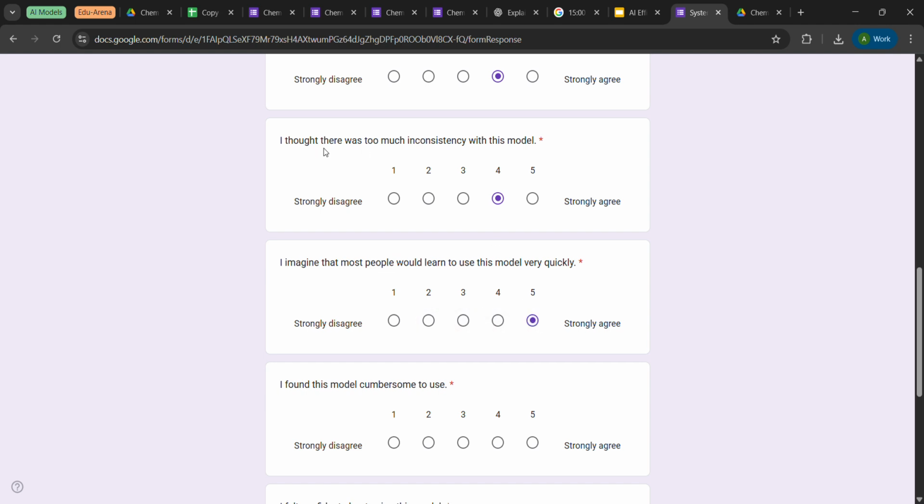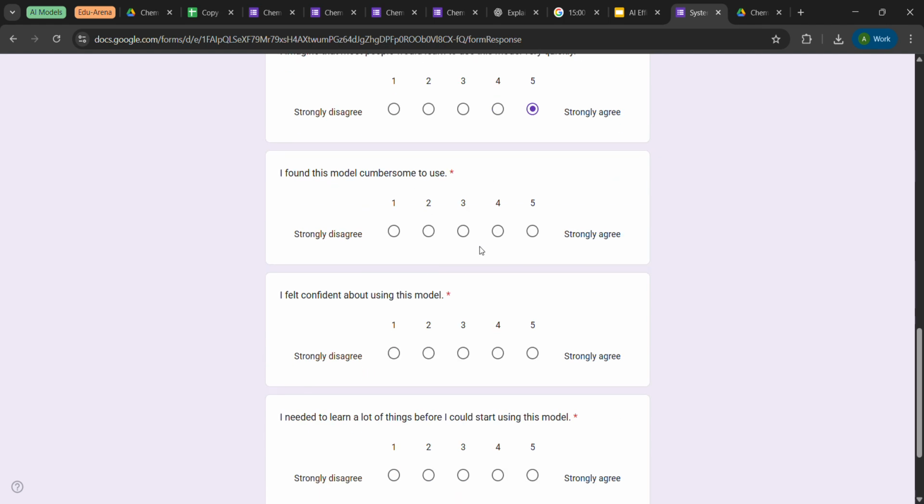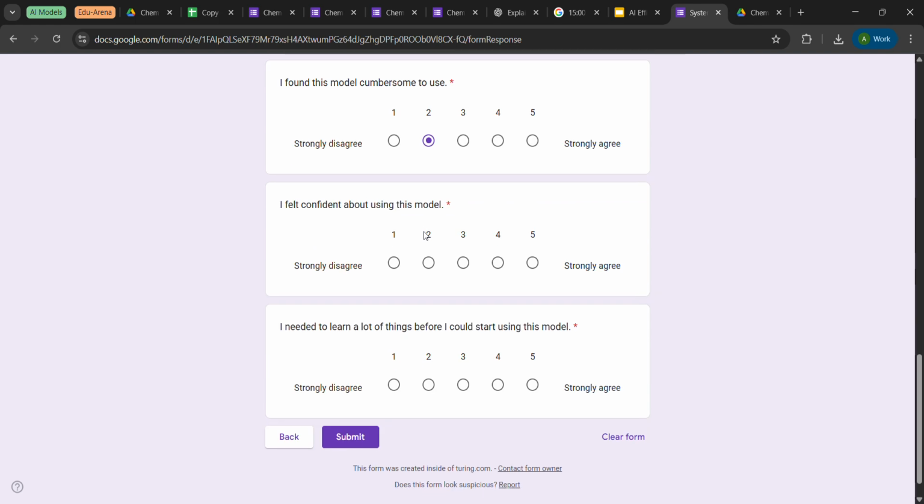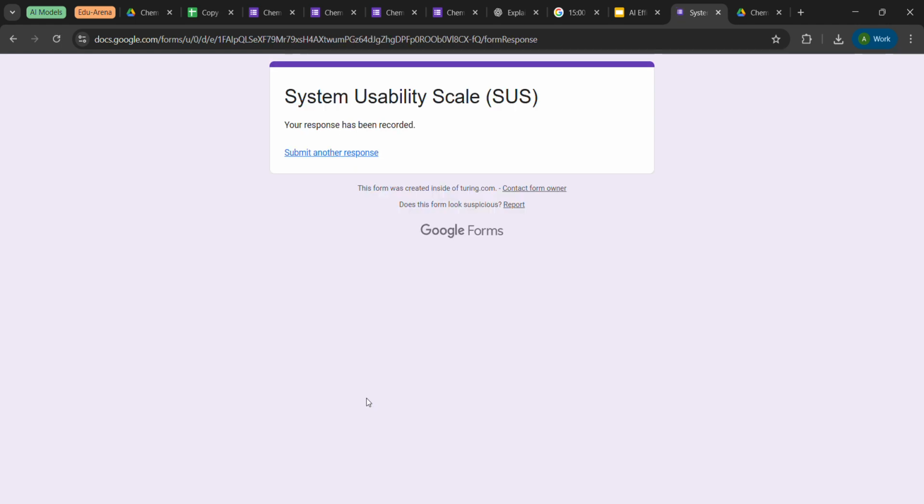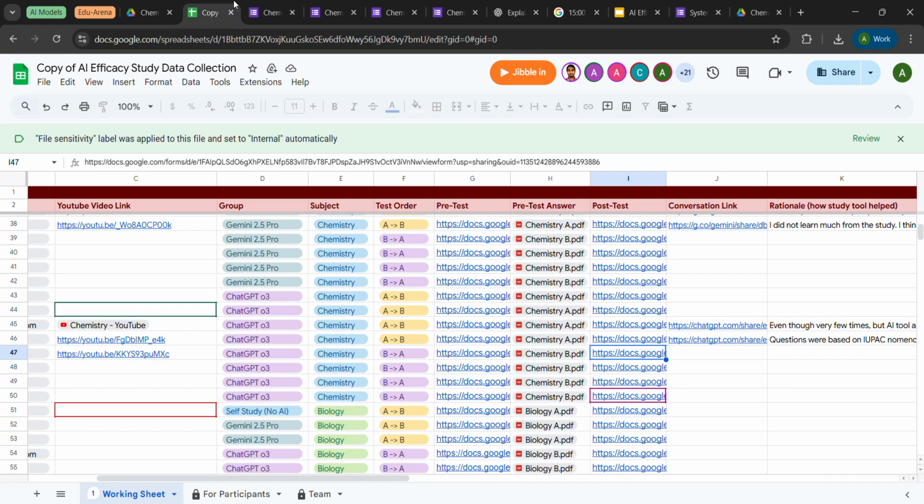I thought that there were too many inconsistencies with the model. Cumbersome to use. No. I feel, yeah, I needed to learn a lot of things before I could start using it. Strongly disagree. Okay, thank you. Let me just check if anything is left.